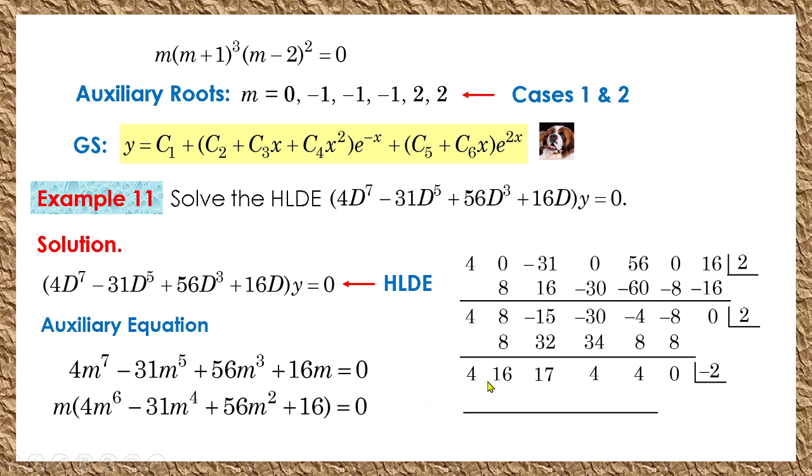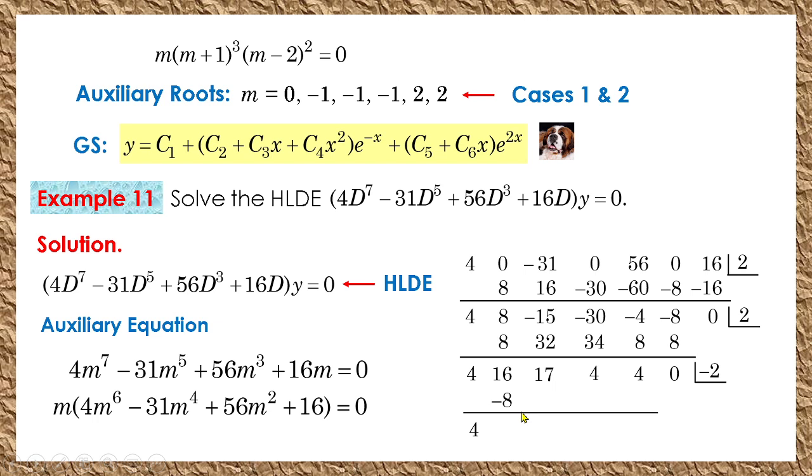So, negative 2, pag sinubstitute nyo dito, sa 4m to the 4 plus 16m cubed plus 17m squared plus 4m plus 4. Pag sinubstitute yung negative 2 sa m, 0. Actually, pwede rin dito, kahit dito sa original. Pag sinubstitute yung negative 2 is still 0. So, meaning m plus 2 is a factor, m equals negative 2 is a root.